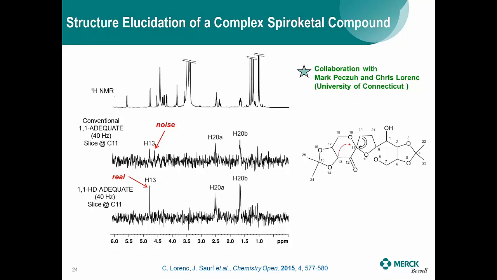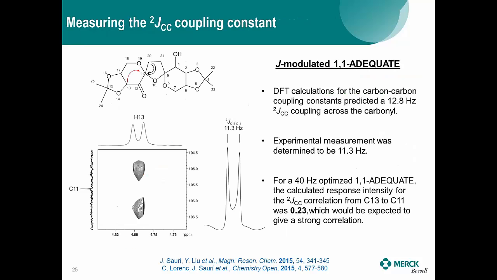So we actually ended up running J-modulated 1,1-ADEQUATE. This is a version of the experiment that allows us to measure carbon-carbon coupling constants. And we measured the carbon-carbon coupling constant between carbon 13 and carbon 11, and we found that that coupling constant is 11.3 Hertz. We also ran DFT calculations, and we got a predicted value of 12.8 Hertz, which is in pretty good agreement with the experimental value.